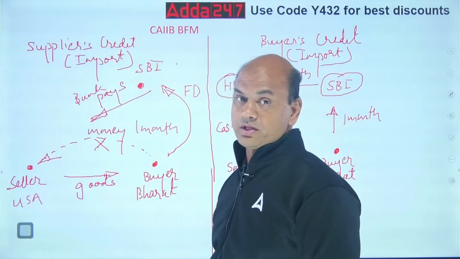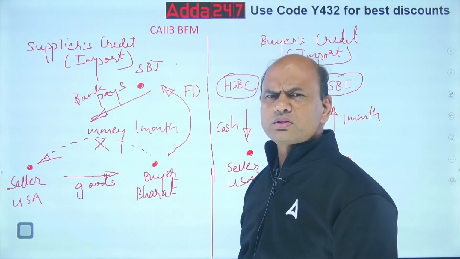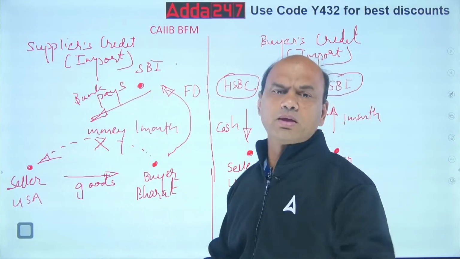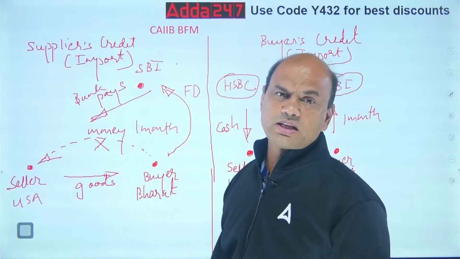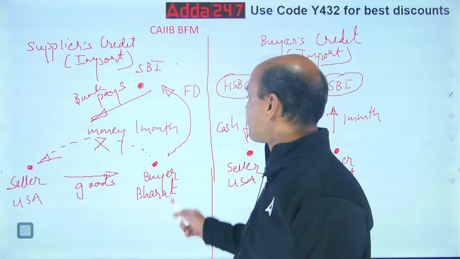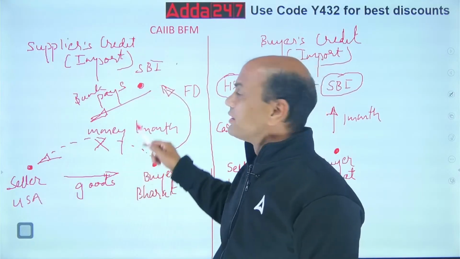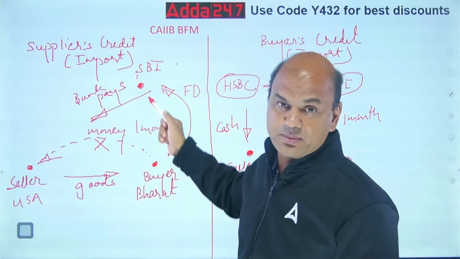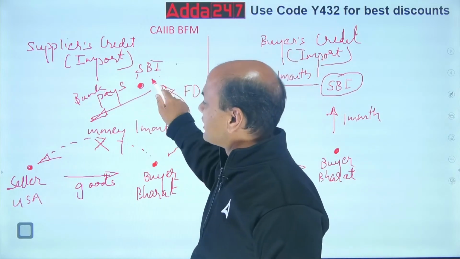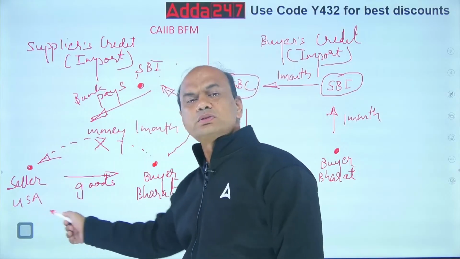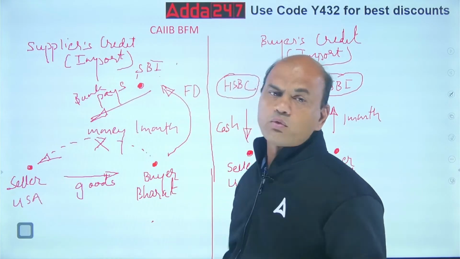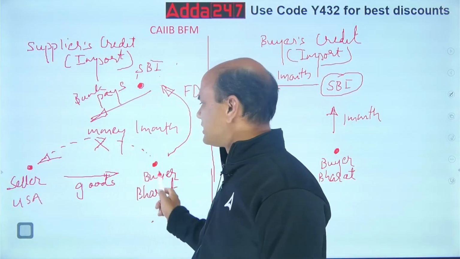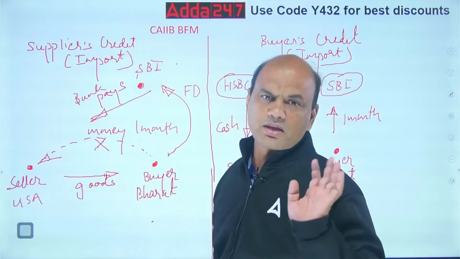Well-known bank in your country. So you'll say, what is this well-known bank? Let's say SBI, PNB, Bank of Baroda, any big nationalized bank or private bank also. In this case, what will happen? This SBI will give a guarantee. Only as an example I am giving SBI. It can be any other bank. So this bank will give a guarantee to the seller that you send the goods to this guy. What is the payment term? Payment term is, let's say, after 3 months I'll make the payment. This buyer is saying, I'll make the payment after 3 months.